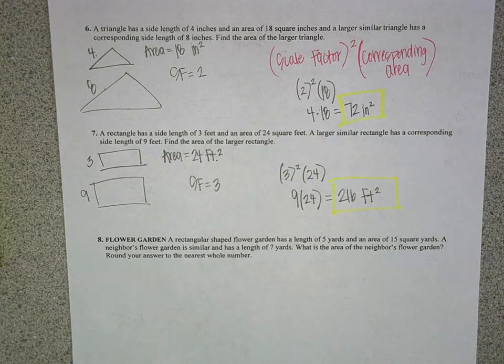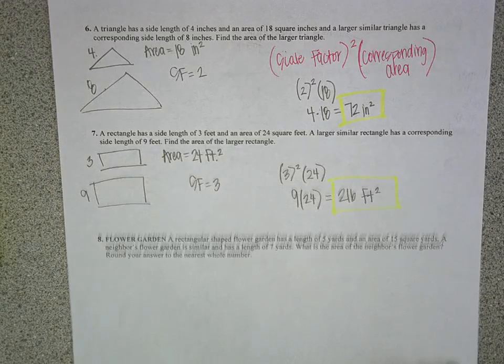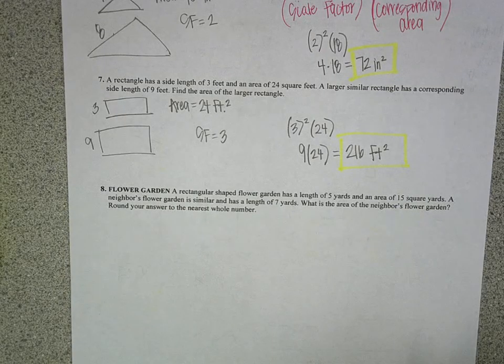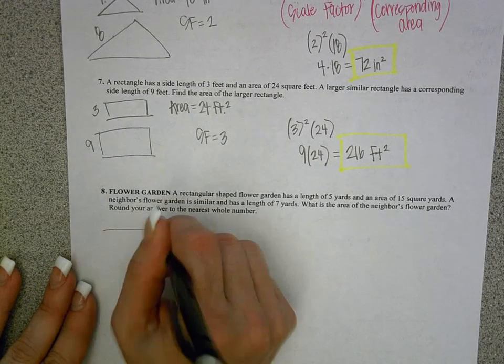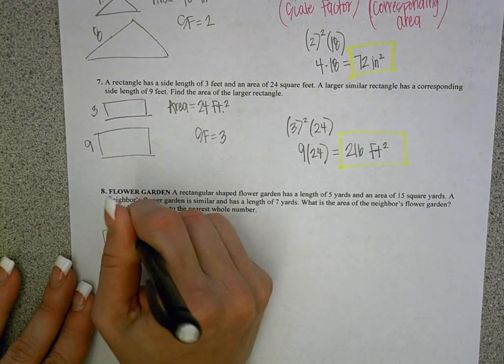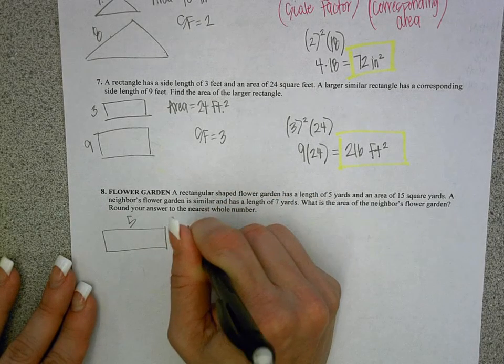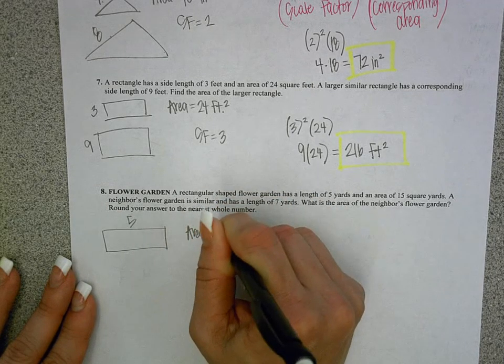Questions on how I did that? Not too bad? Okay, this last one is just a little bit more difficult, but it's still totally doable. So the rectangular shaped flower garden has a length of 5 yards, and its area is equal to 15 square yards.